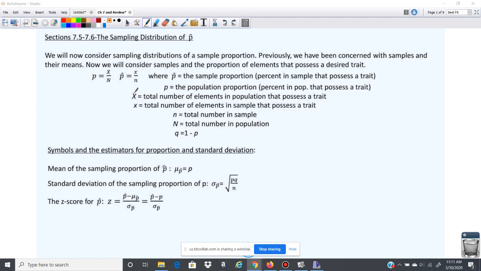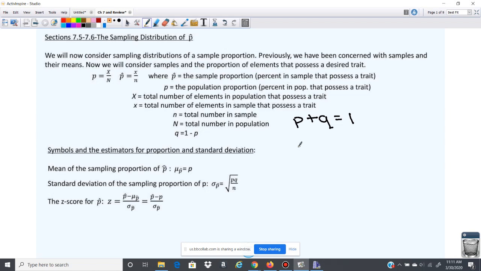Then the capital X is the total number of elements in a population with that trait, whereas the lowercase x will be the total number of elements in a sample with the trait. Lowercase n is the total number in the sample, uppercase N is the total number in the population, and then you have Q. Remember what we said in our previous lesson: P is going to be the amount with something, Q is going to be the amount without. Remember here that P plus Q is always going to equal 1.